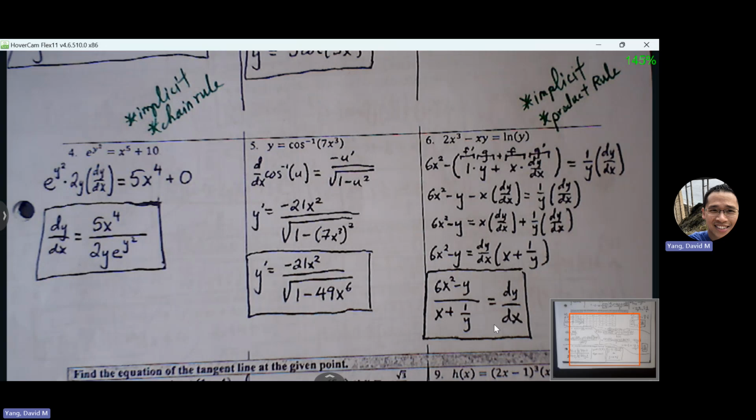It's always that first step, right? You get that first step down, everything kind of falls into place better. But yeah, identifying what is needed. Is it implicit? Is it chain rule? Is it product? Is it a combination of those? And getting that first step correct is, I think, the hardest.